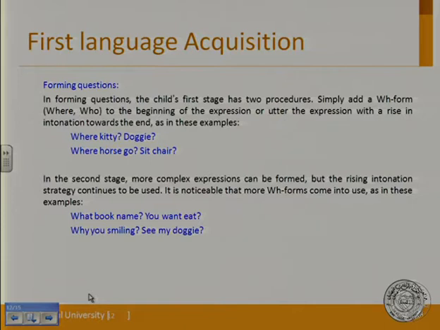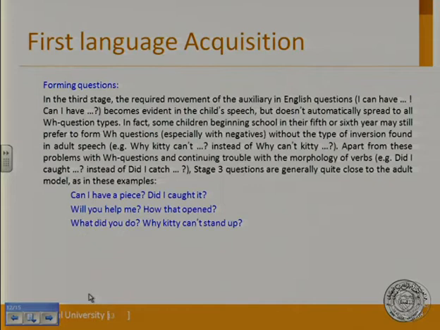Where's Kitty? Good doggy? Where's horse go? Sit chair? In the second stage, more complex expressions can be formed, but the rising tone strategy continues to be used. It is noticeable that more wh- forms come into use, as in these examples. What book name? You want tea? Why are you smiling? See you doggy? These are the ways a child in this stage forms questions.